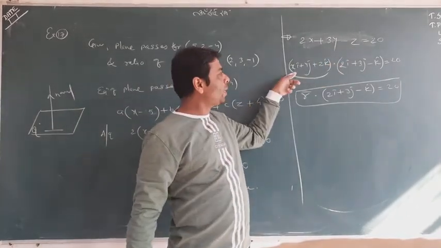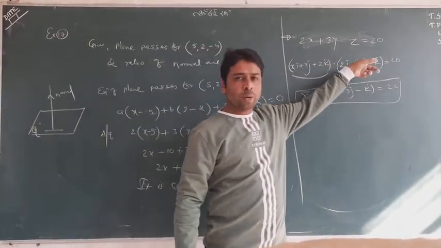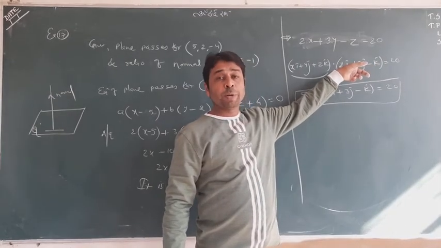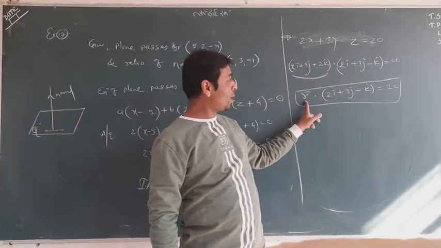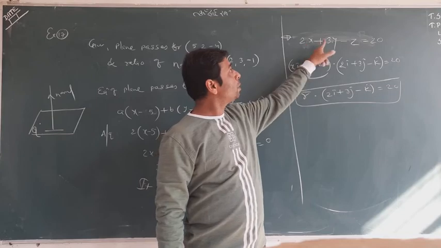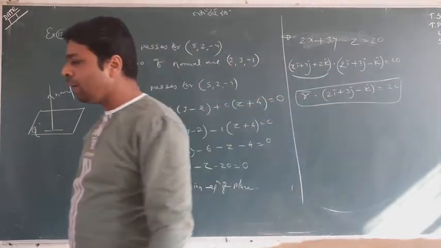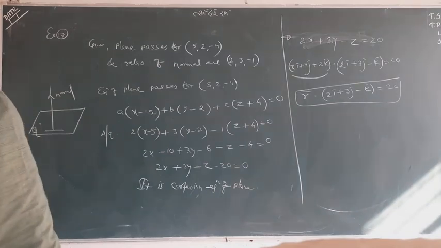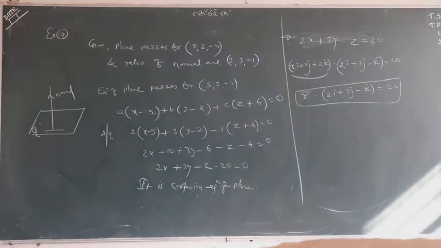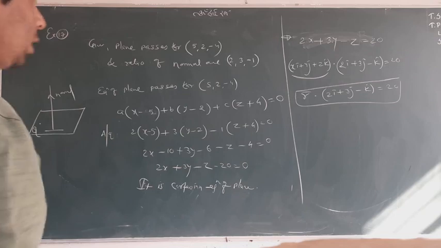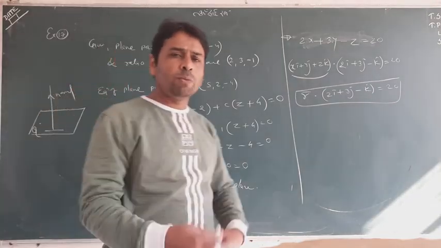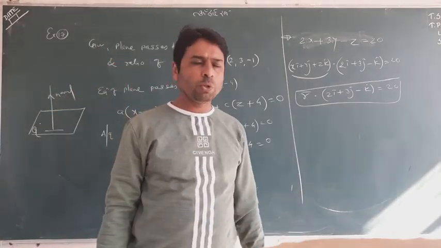One thing: you can skip this particular step if you are comfortable. If you are expert, you can write this step directly: r dot (2i plus 3j minus k) equals 20. That's the answer, so this is a way of finding it. I think it's good enough for the day. I think we have learned lots of things here. Try to watch the videos twice and thrice, and you would be expert in that.